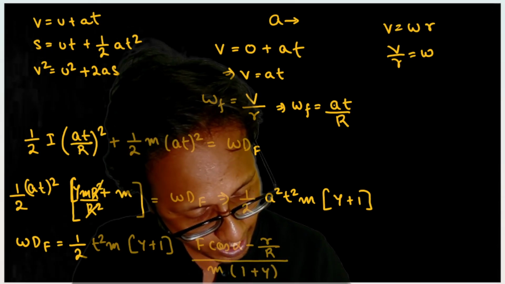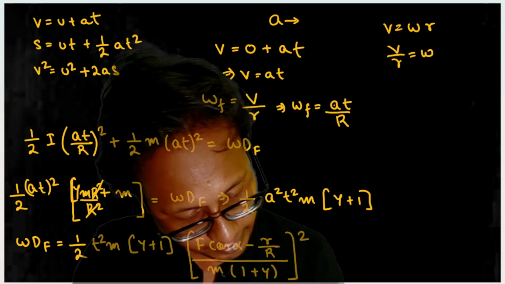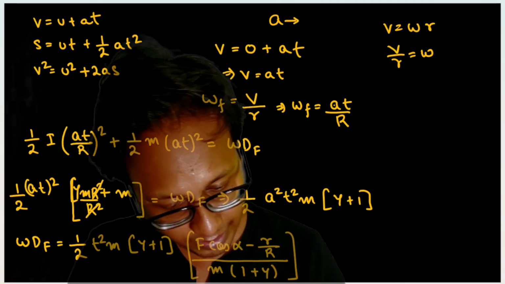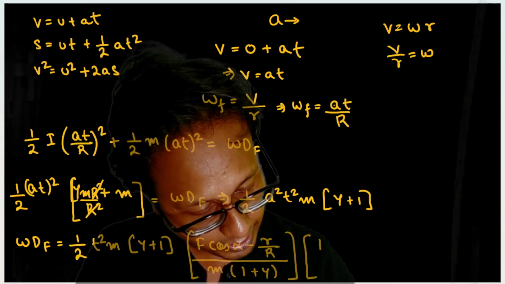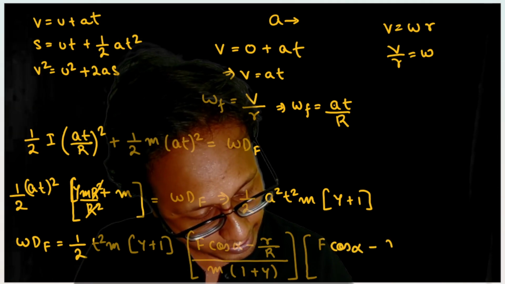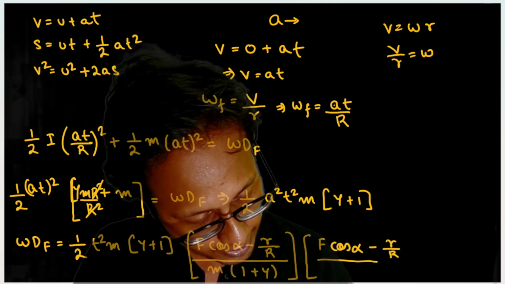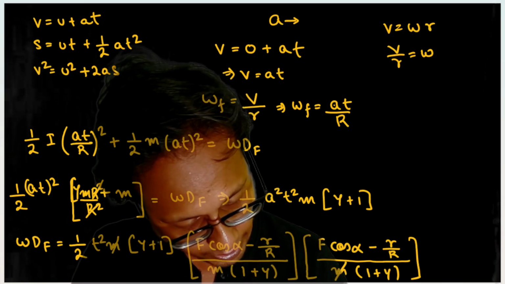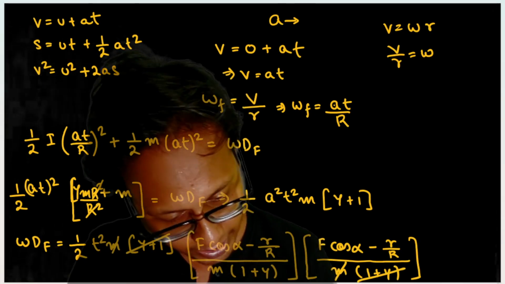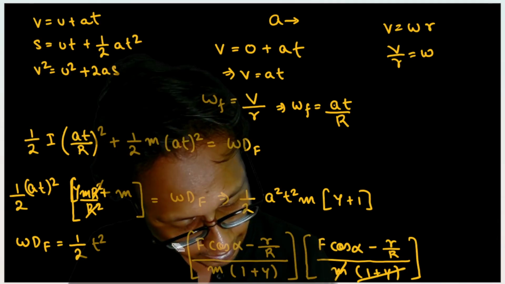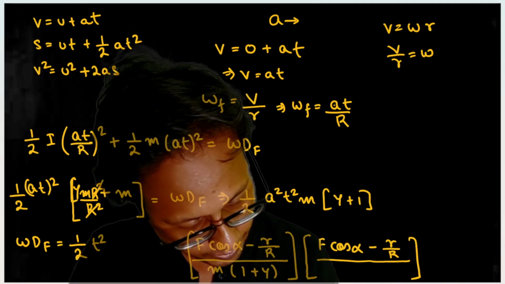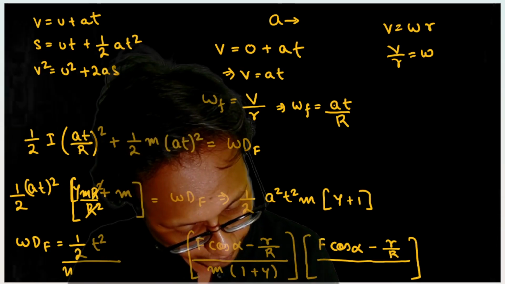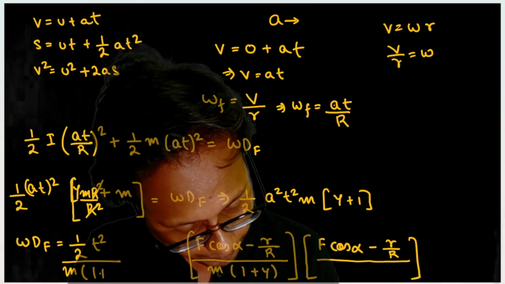1 plus y, whole square. Let me write this twice. Whole square means 2 square is 2 into 2. So this square means nothing but a cos alpha minus r by capital R divided by m into 1 plus y. M and m would get cancelled, and 1 plus y and 1 plus y would get cancelled. So we'll be left with nothing but this value: half t square divided by m into 1 plus y.